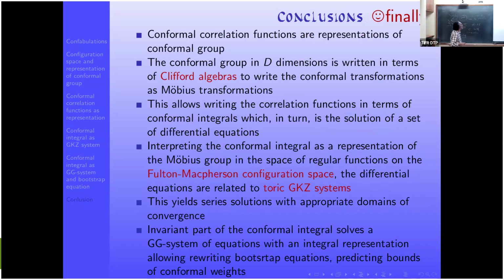I agree. And now that brings, I think, to the end of this lecture. So here are the conclusions, and more or less what I discussed. Sorry for going way over time, I guess. Not by our standards. So we basically talked a little bit about this conformal correlation function representation, and then I wrote the representation of this thing as Mobius transformation before algebras, and took the Fulton-McPherson configuration space and related this representation to a toric GKZ system. And this is first series solution, and then the invariant part of the GKZ system, and that helps me in writing the bootstrap equation for a very oversimplified model. So yeah, thank you.